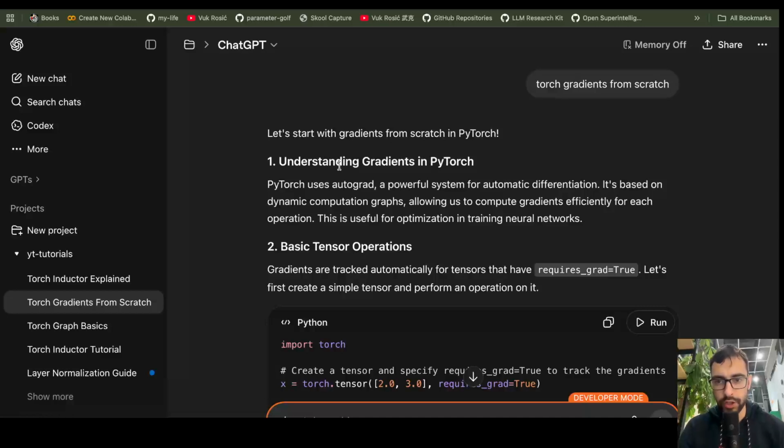Let's understand torch gradients. Torch uses autograd, a powerful system for automatic differentiation. This is for neural networks to learn, the backpropagation for neural networks.